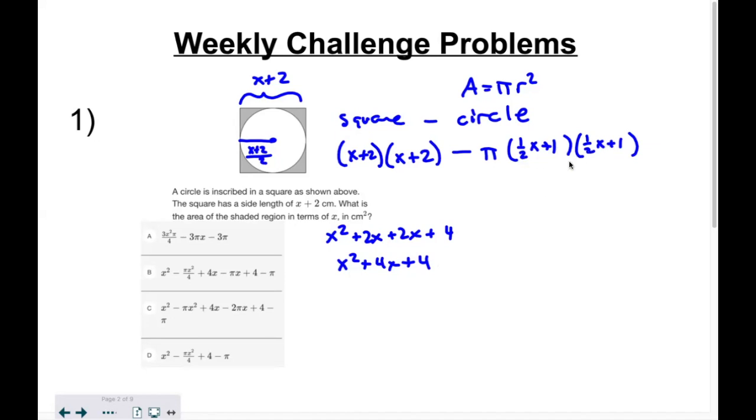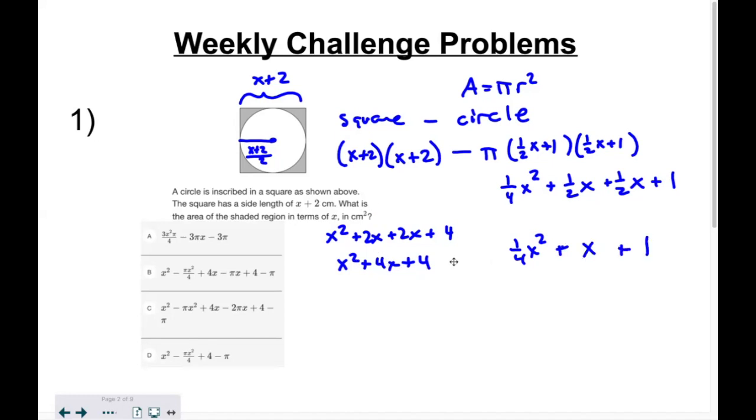Now I'm going to do this one. I'm going to leave the pi out for a second. So again, if I do FOIL, a half x times half x is 1/4 x squared. And then a half x times 1 is a half x, and 1 times a half x is another half x, and then 1 times 1 is 1. So now that becomes 1/4 x squared, and a half plus a half is 1, so that's plus x, and then plus 1.